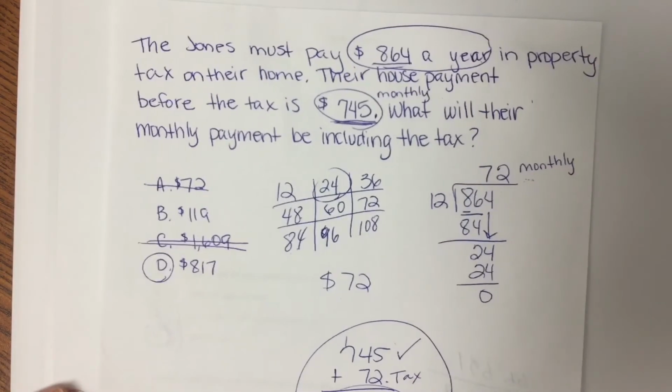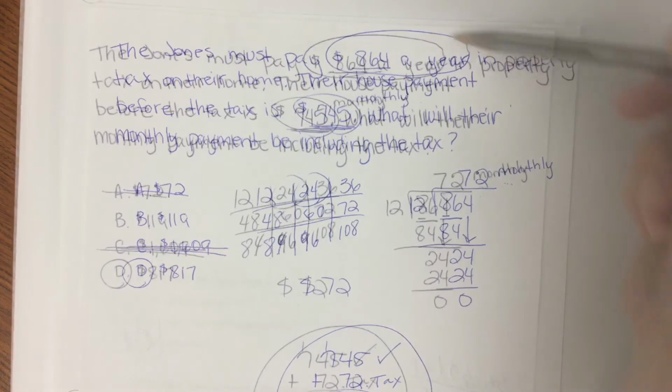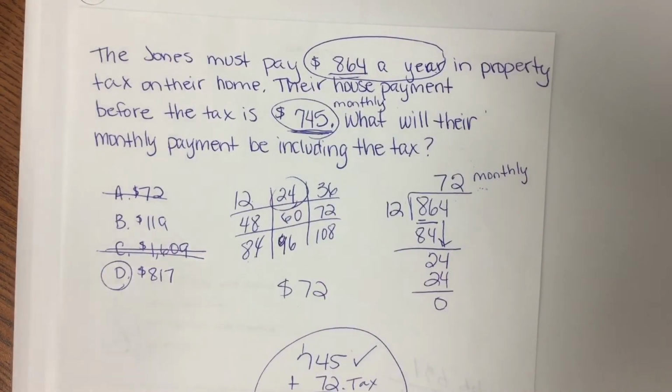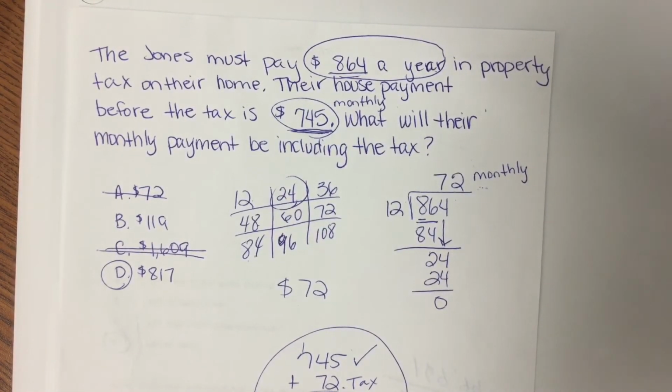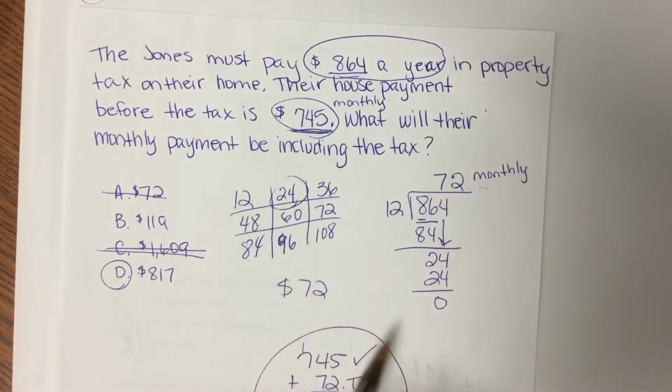And then this one says the Jones must pay $864 a year in property tax on their home. Their house payment before the tax is $745 monthly. What will their monthly payment be, including the tax? So what they gave you is they gave you a year. This one says the Joneses must pay $864 a year in property tax on their home. Their house payment before the tax is $745 a month. What will their monthly payment be, including taxes?